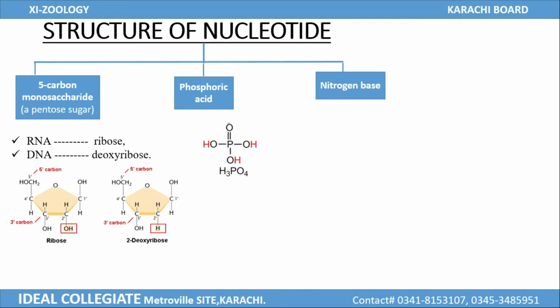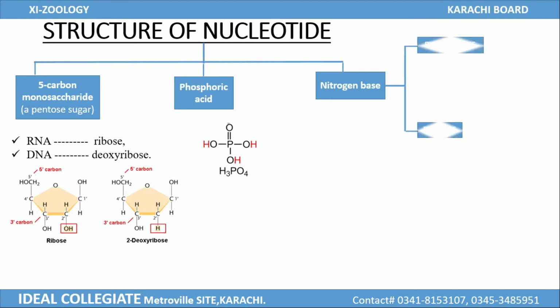The next part, which is present in both RNA and DNA, is phosphoric acid. H3PO4 is the formula of phosphoric acid. The nitrogen base is the third most important part of RNA and DNA, and it is a molecule of basic nature and includes nitrogen atoms.